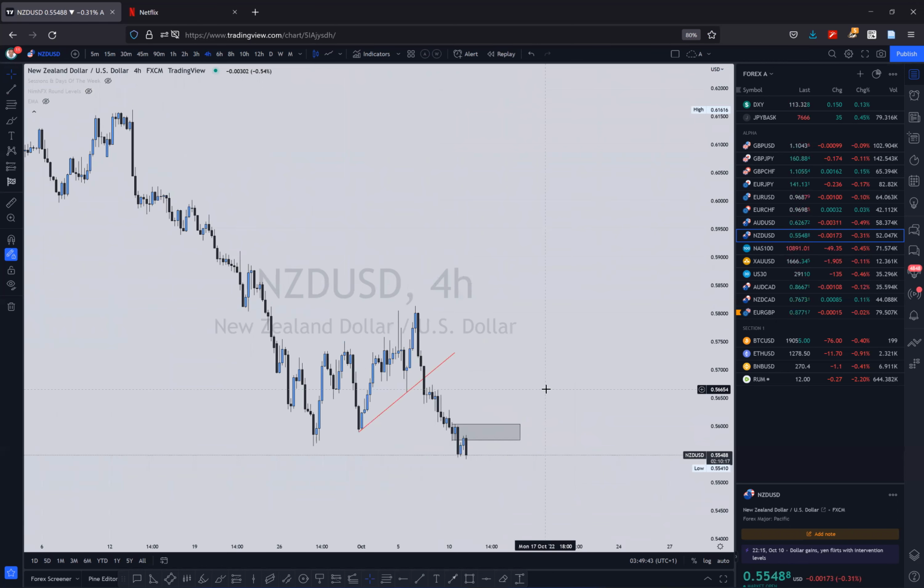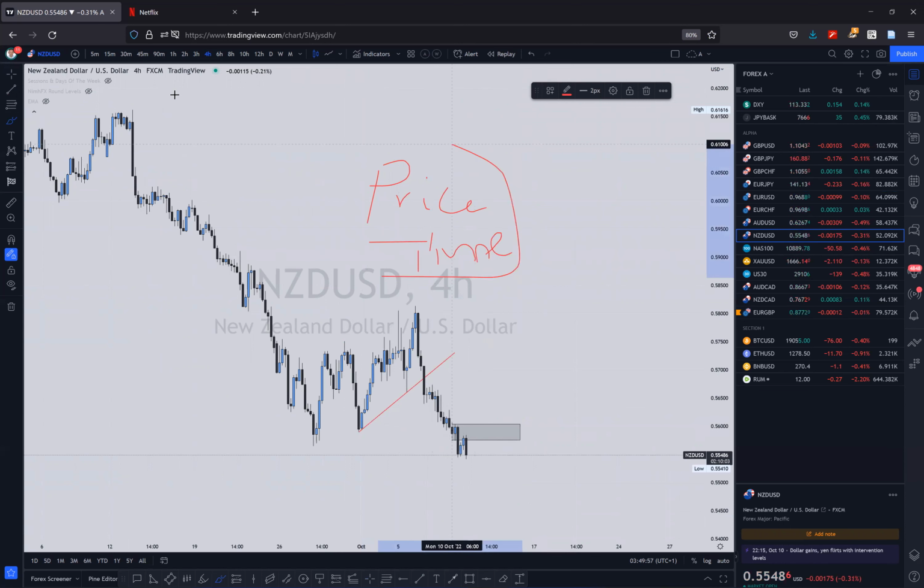And in trading, there are two things that we have. We are looking at the chart. What you are looking at is price and time. So a trend line connects price and time together. So that's what a trend line is.